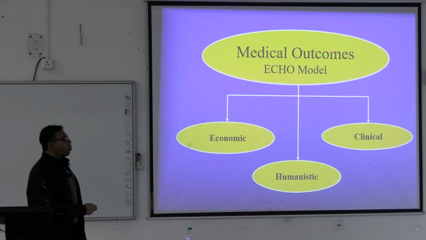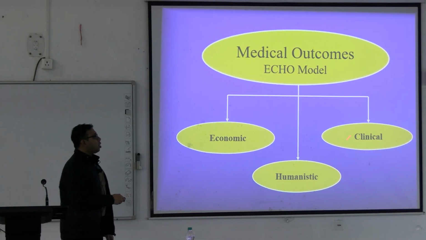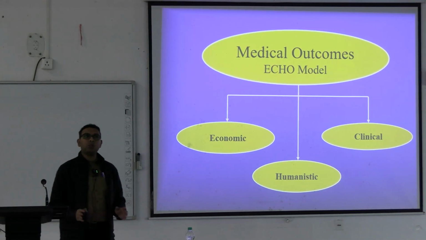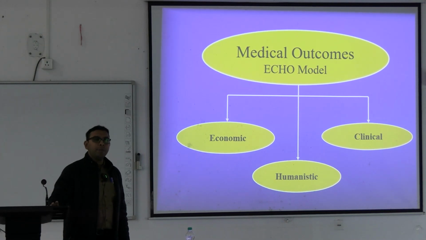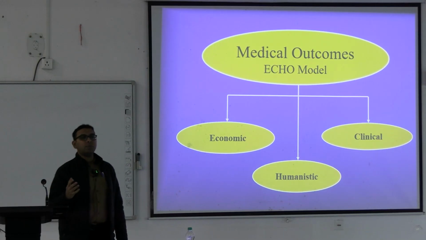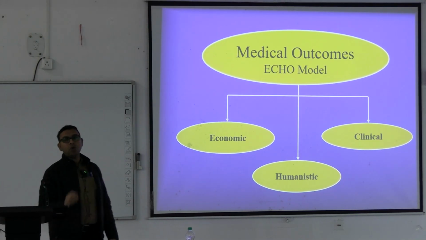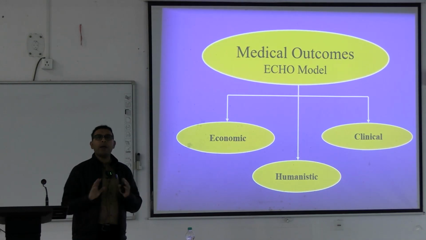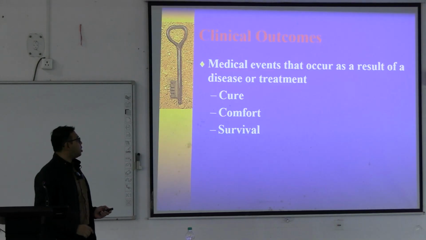Okay. So medical outcomes are determined by the ECHO model. E means economic, C clinical, and HO means humanistic. That is, quality of life is also important. The patient is given some drugs, but the quality of life is not improved so much, or the quality of life is deteriorated, that also should not be there. So the ECHO model is to be kept in mind when we are choosing for a group of drugs or for a group of health services, which is given to a group of patients or a single patient.